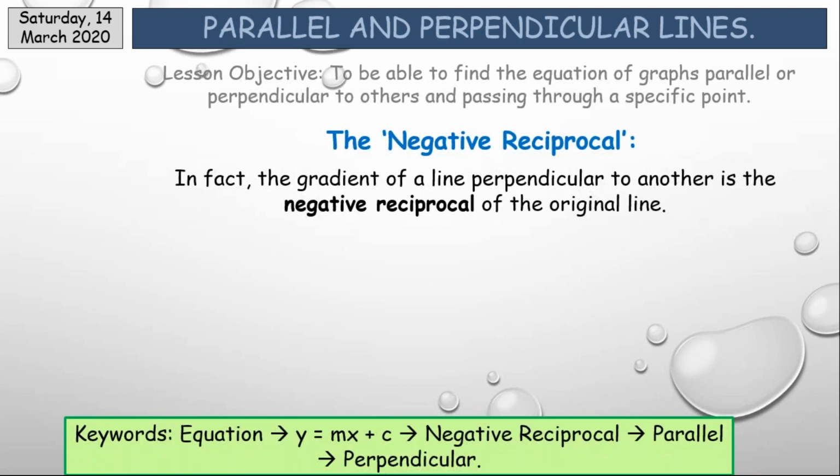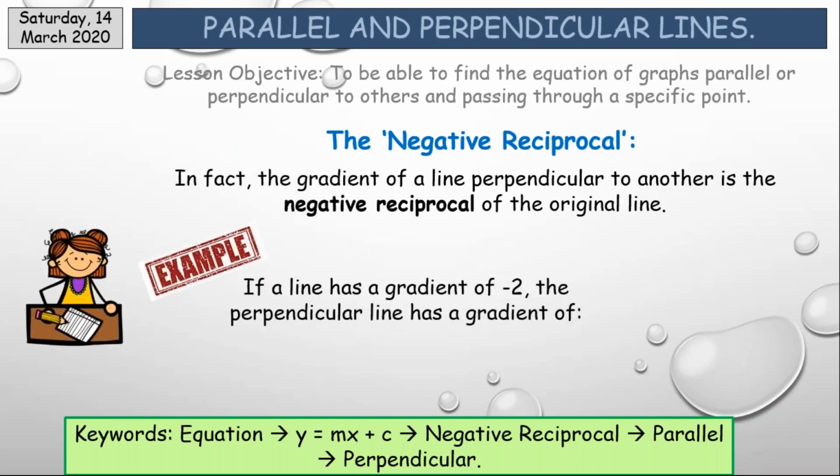There's a definition about these specific perpendicular lines. If two lines are perpendicular to each other, that means the gradient of one is the negative reciprocal of the other one. Suppose I have a gradient of negative 2, and I want to find the perpendicular line to it, and I want to find the gradient of it. I understand that if they're perpendicular, the second gradient will be the negative reciprocal.